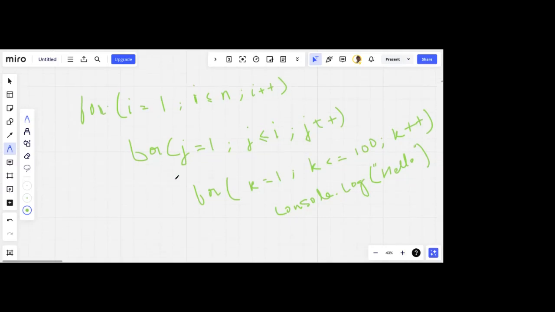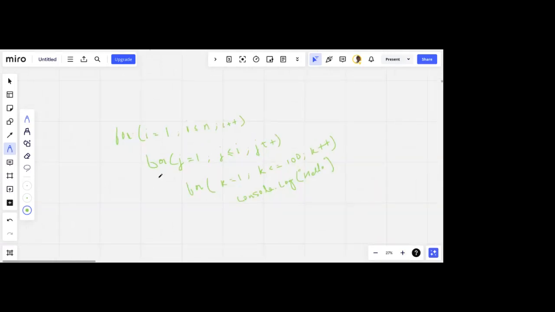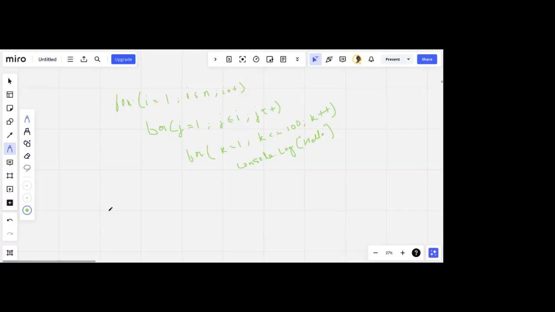So always I will suggest, if you are beginning, always go for numbers. So let's say when i equal to 1. So when i equal to 1, how many times will this be printed? Then this loop will run one time. J less than equal to i, this loop will run one time, and this loop will run 100 times. So this will be printed 100 times, right? When i equal to 1, this will be printed 100 times. Yes or no, guys?